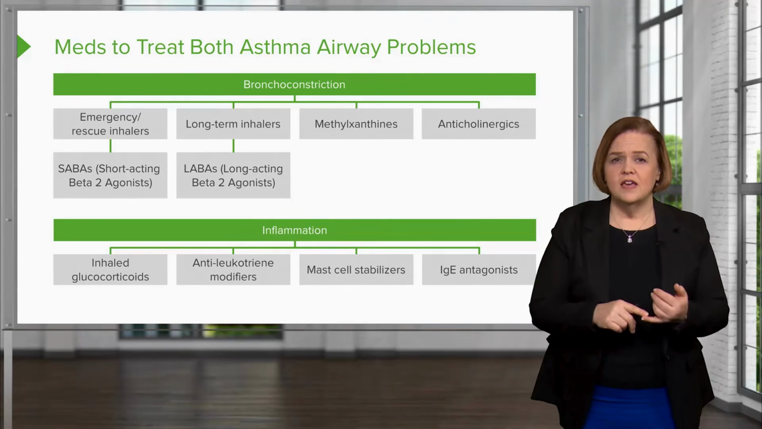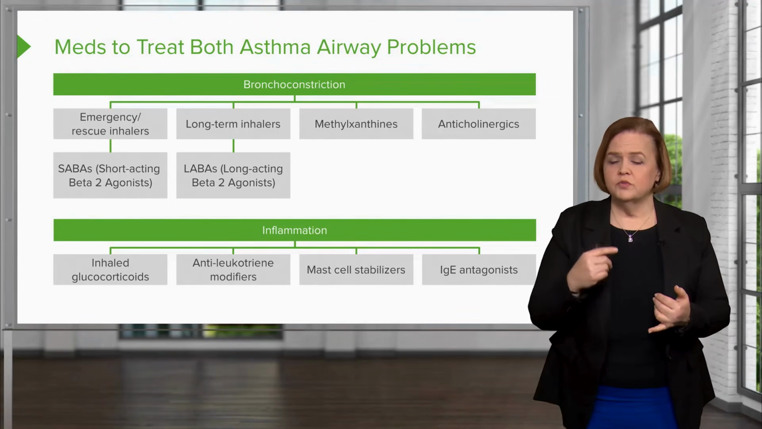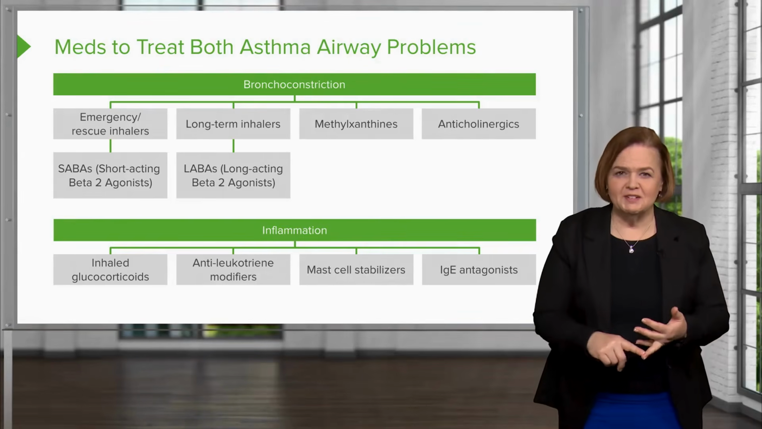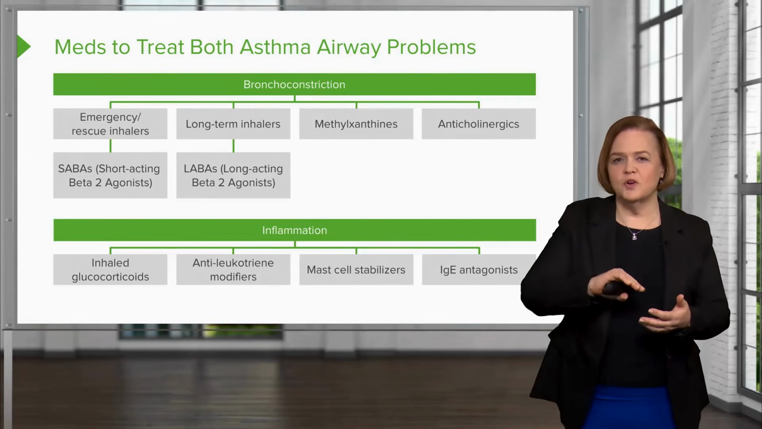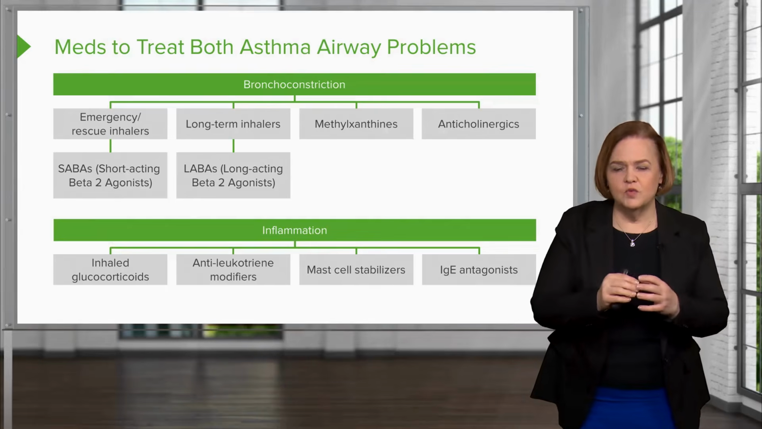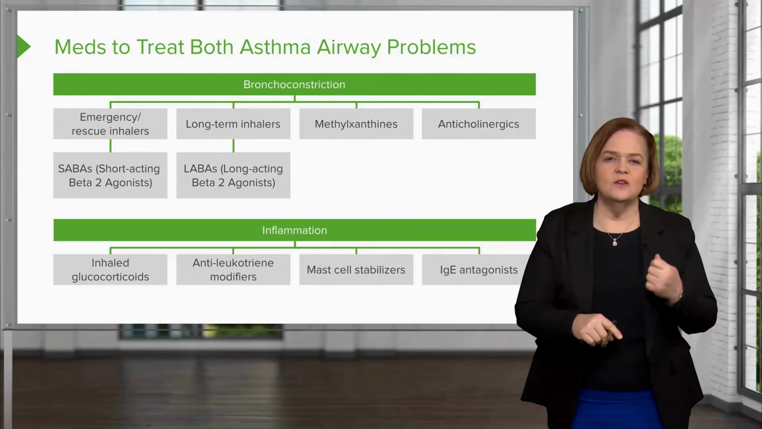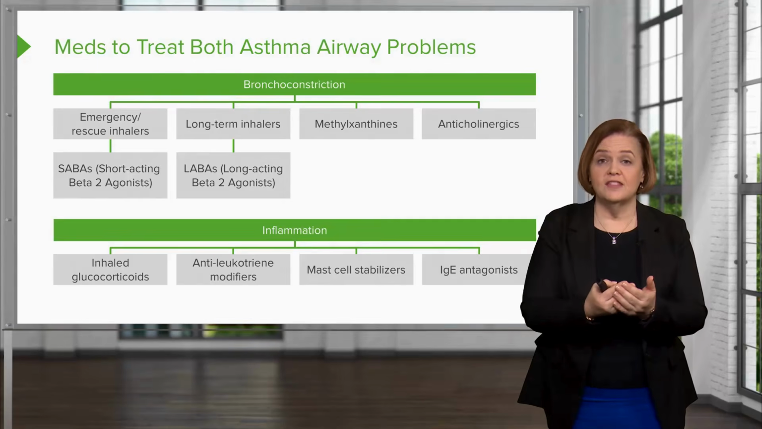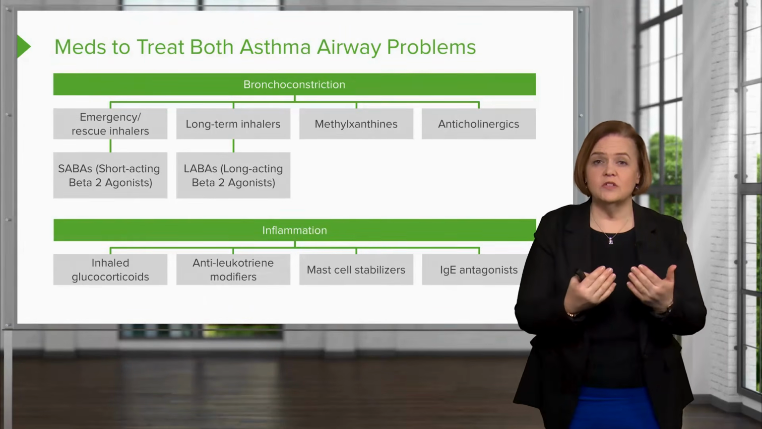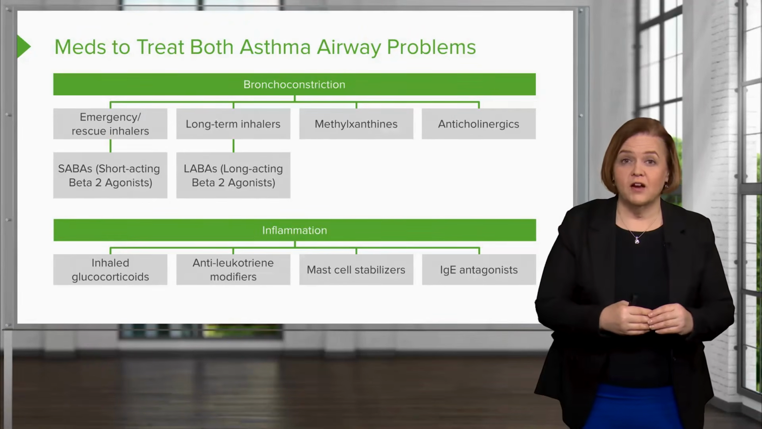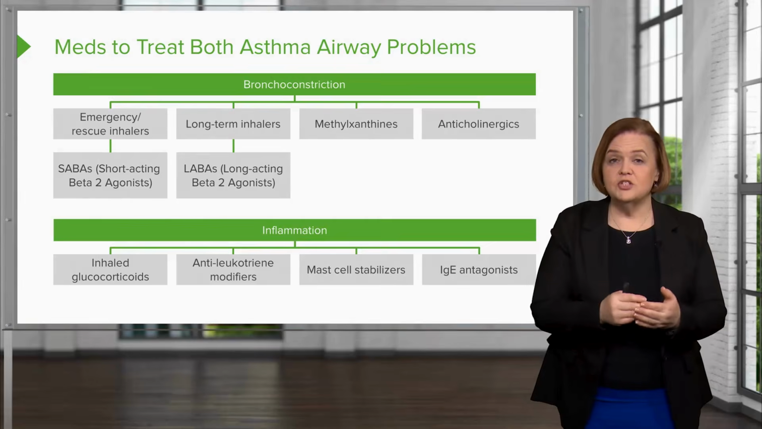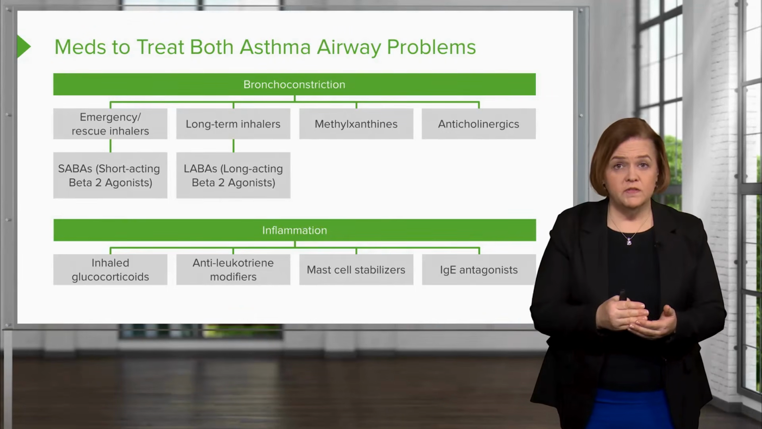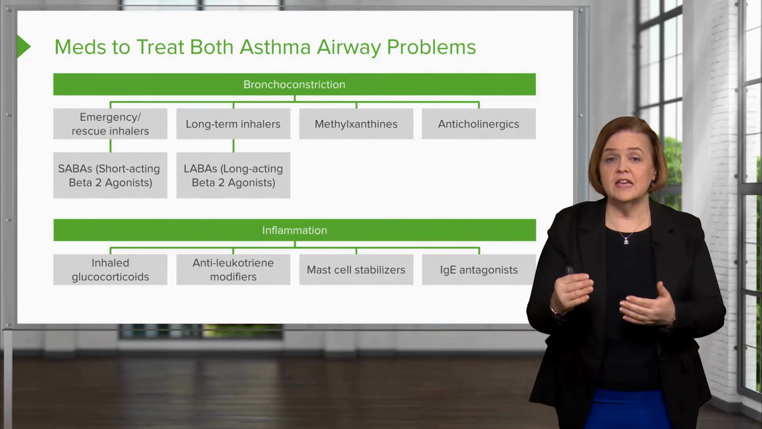inflammatory process. Inhaled glucocorticoids will directly suppress the inflammatory response. Anti-leukotriene modifiers will block leukotrienes. Mast cell stabilizers will calm that mast cell down so it won't release those things. And IgE antagonists will stop it earlier at step 1. So there is almost a complete overview right there. Now we just need to go back in and fill in the names of the drugs. So if you're feeling like you've worked really hard up to this point, you have. But you have a very solid understanding of how we treat asthma, both of the problems, bronchoconstriction and inflammation.